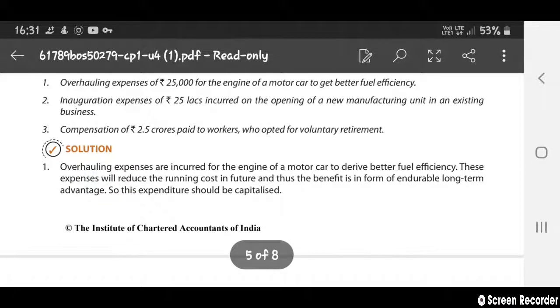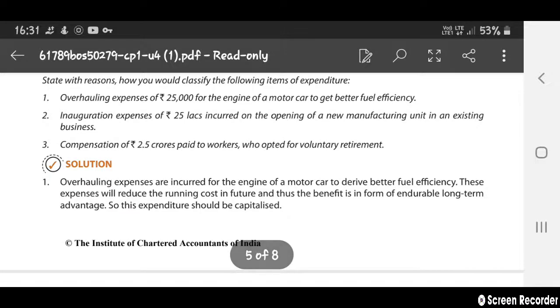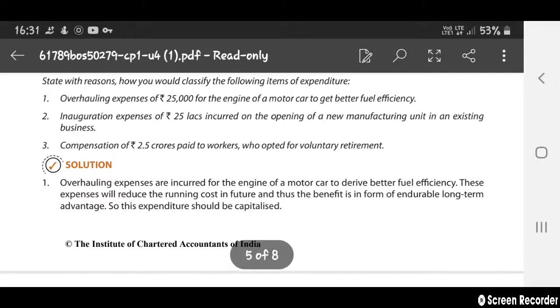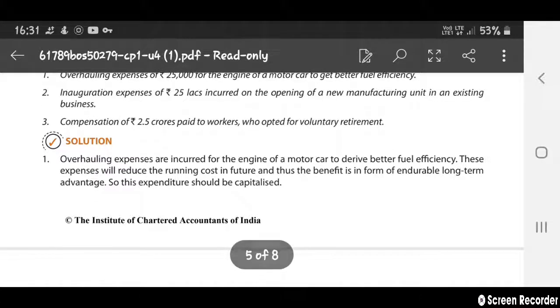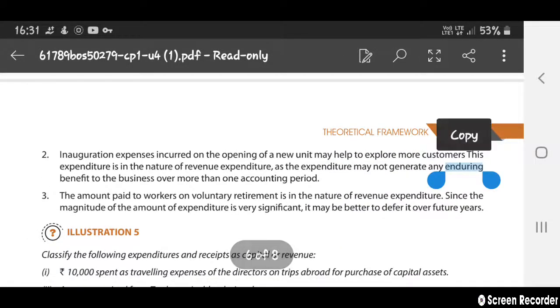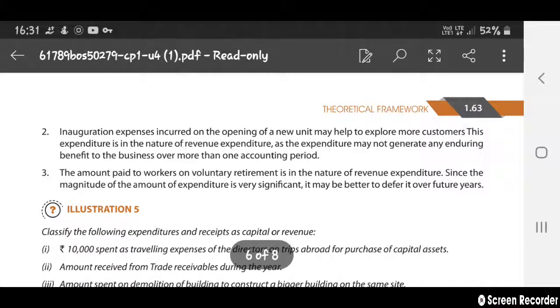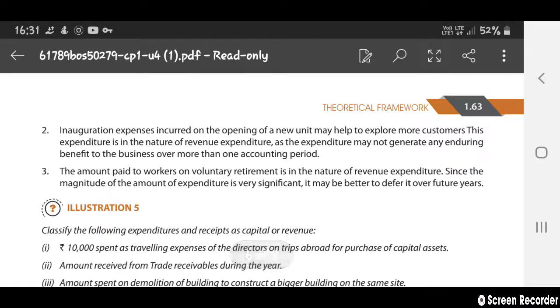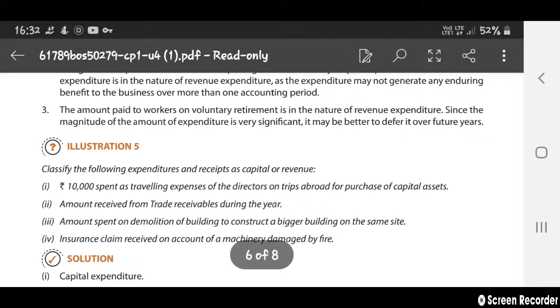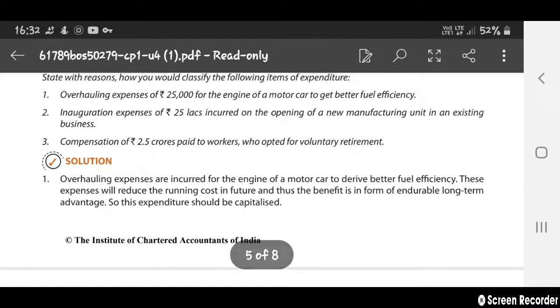Next, inauguration expenses of rupees 25 lakh that are incurred on the opening of a new manufacturing unit in an existing business. So the expenditure may not generate any enduring benefits to the business for more than one accounting period. It may not give any benefits to the businessman for more than one accounting period.